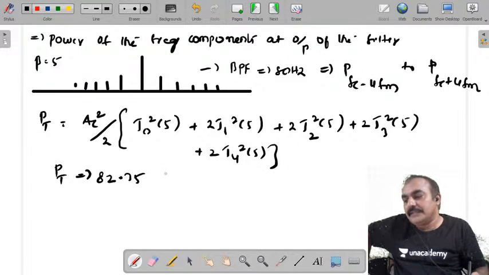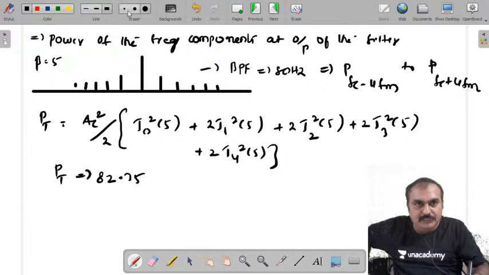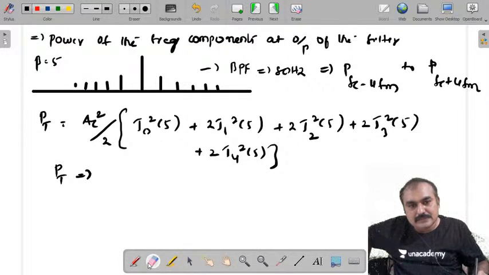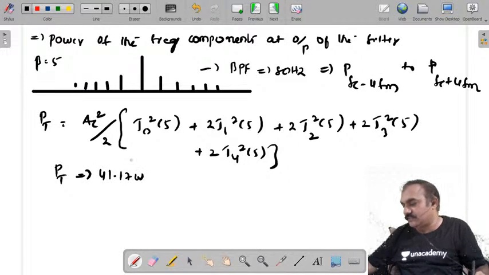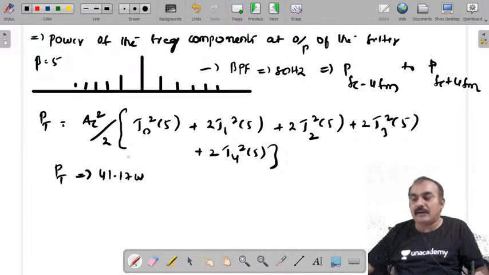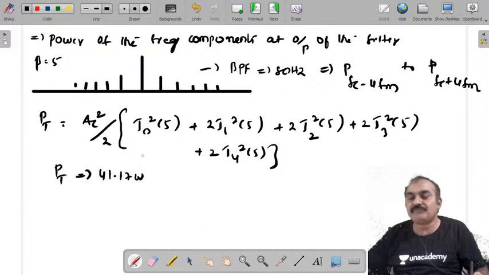So here he is asking about this complete set of values, and you are getting this value as 41.17 watts, my dear students. Then the power of all these particular spectral components is this only. Is that right? Is the value I have written over there right, my dear students?